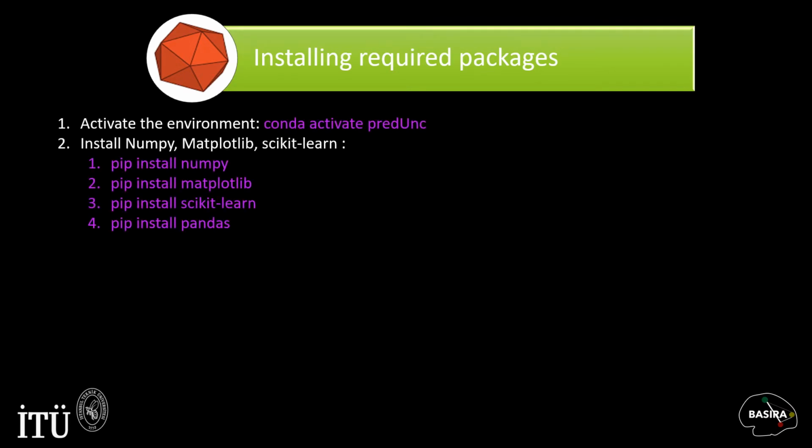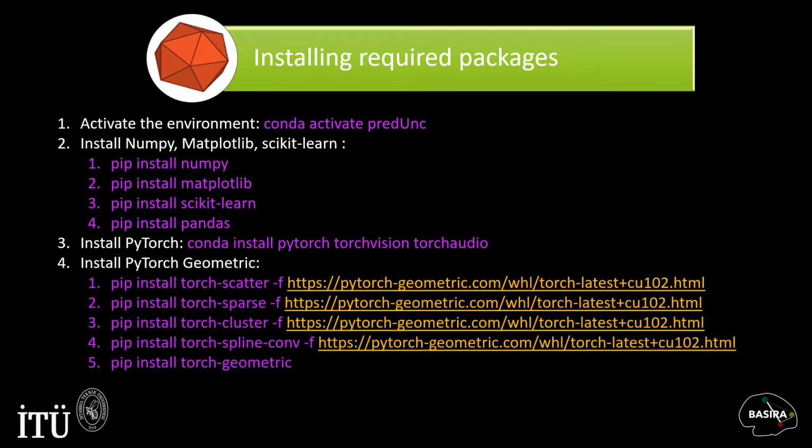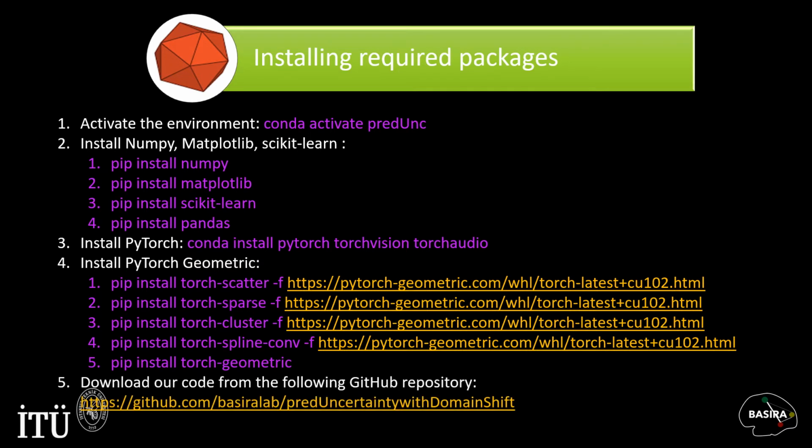Use pip to install NumPy, matplotlib, scikit-learn, and pandas. To install PyTorch, we need to install PyTorch, TorchVision, and TorchAudio packages. Install PyTorch Geometric using these commands. PyTorch Geometric commands might change according to your system. Check out the PyTorch Geometric documentation if you have a problem during installation. Then go to the GitHub link and download our code.